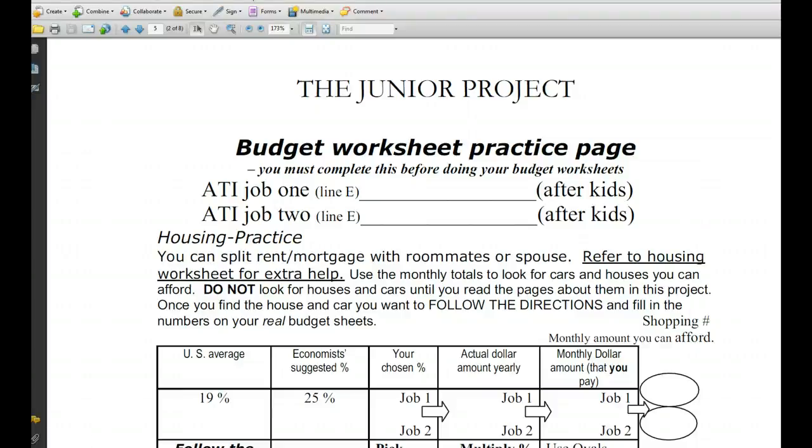Hi, welcome to practice budgeting. This has to be done before you do your full budget. And again, if you just follow along, you'll be able to be really successful.